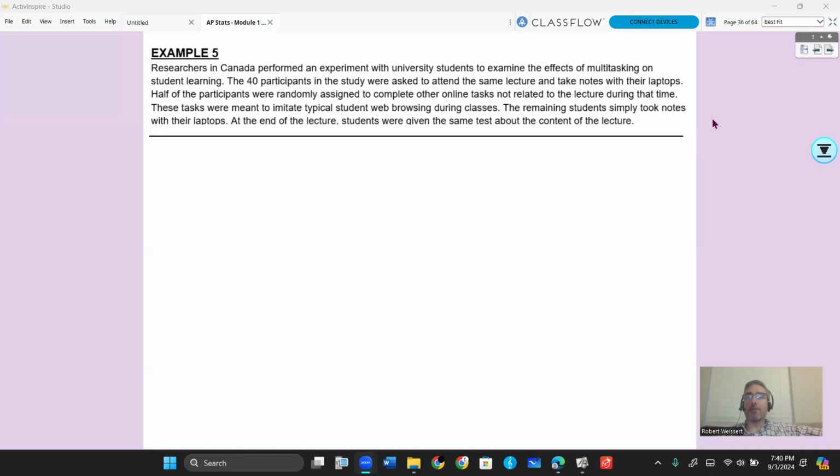You can think about that for a second. Let's answer a couple questions. Let's identify 2 variables that the researchers kept the same during the experiment. Can you think of any?